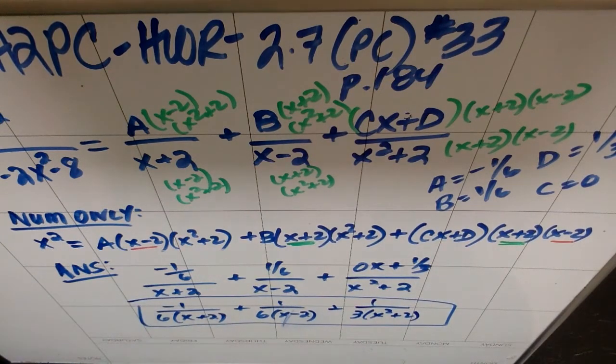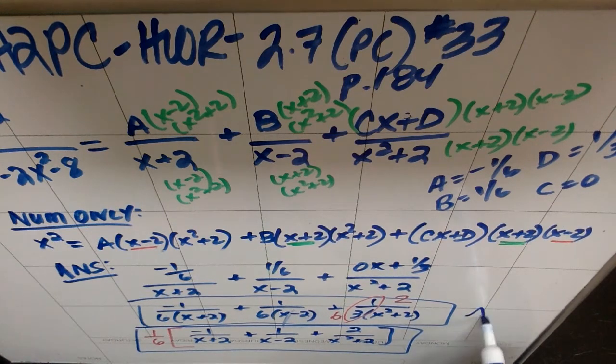It's not the answer that the book has. What the book does is instead of writing this as a 1/3, they make this a 2/6, and then they factor out the 1/6. So what the book does is takes this 1/3 and makes this a 2 over 6 instead, and factors a 1/6 out in front. What that leaves you with is a negative 1 over this x plus 2, plus a 1 over the x minus 2, plus a 2 over the x squared plus 2. And that's also a totally acceptable, completely okay answer, right? So I would have probably stopped here.